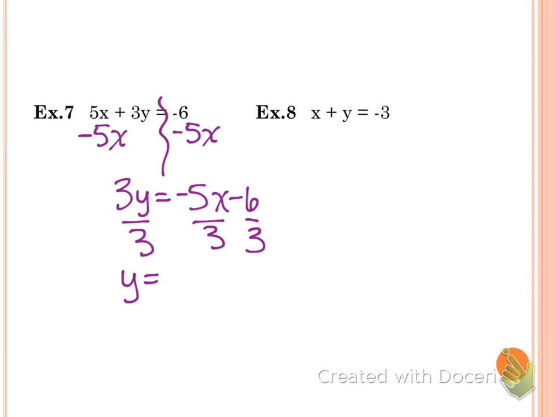When we do that, we get y equals, will this fraction simplify? No, we leave it as negative 5/3 x. Negative 6 divided by 3 is negative 2.